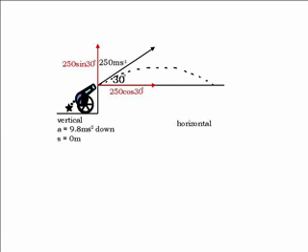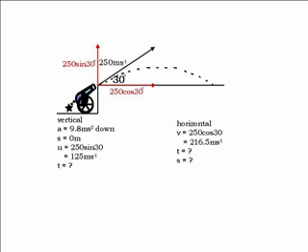Splitting up the initial velocity into vertical and horizontal components, we get that the initial vertical component is 125 meters per second and the initial horizontal component is 216.5 meters per second. What we don't know is the time. Now the time will be the same for both vertical and horizontal because it's the one object, and we also don't know the horizontal displacement.